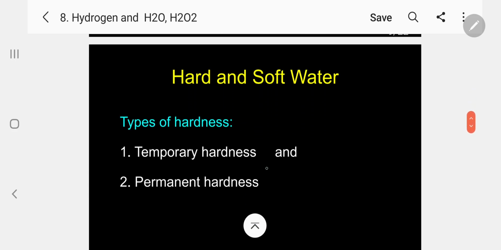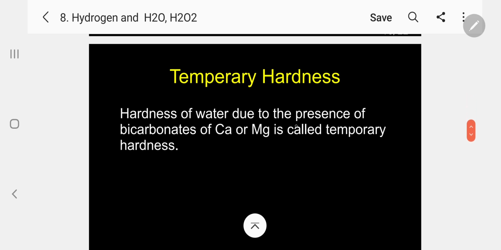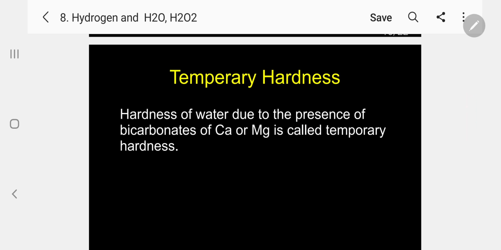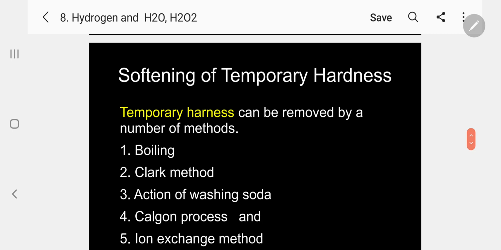As I informed you, I am classifying hardness into two: one is temporary, another is permanent. What is temporary hardness? Because the question is asked on temporary, let me concentrate only on temporary hardness. Hardness of water due to the presence of bicarbonates of calcium and magnesium is called temporary hardness. So in the water, calcium bicarbonate or magnesium bicarbonate is present; that is the cause of temporary hardness. Now, how to remove this temporary hardness? That is called softening of temporary hardness.